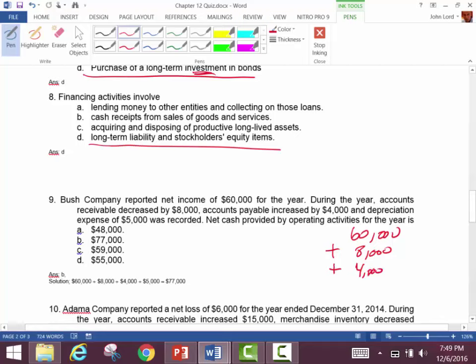Depreciation expense of $5,000. What do you want me to do with that? I add back the depreciation, don't I? Because it didn't use cash. And so what do we get here? 77,000? Okay.